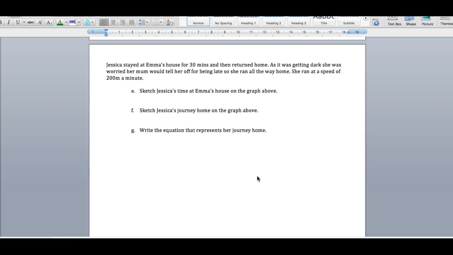Okay, so Jessica stayed at Emma's house for 30 minutes and then returned home. It was getting dark. She was worried her mum would tell her off for being late, so she ran all the way home. She ran at a speed of 200 meters a minute. So sketch Jessica's time at Emma's house on the graph. So she stayed at Emma's house for 30 minutes.